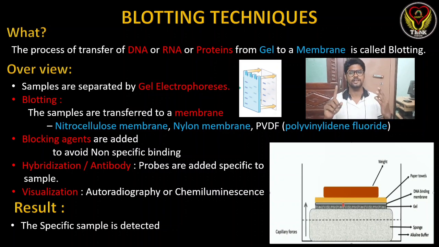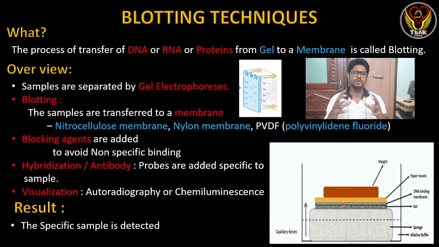Third step is blocking agents. We add blocking agents on the membrane to prevent non-specific binding. Fourth is hybridization. We add probes to specifically select a target sample, DNA or protein. And fifth is visualization. We visualize the selected target protein or DNA with autoradiography or chemiluminescence technique.